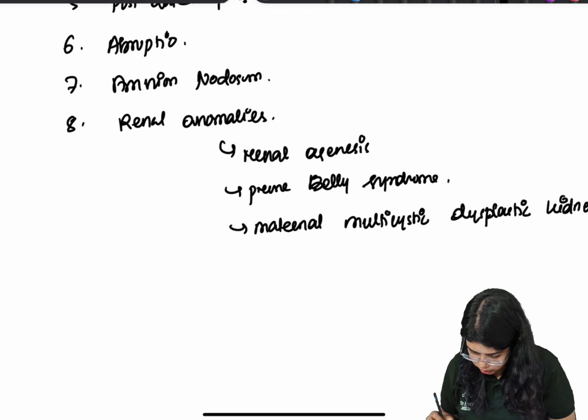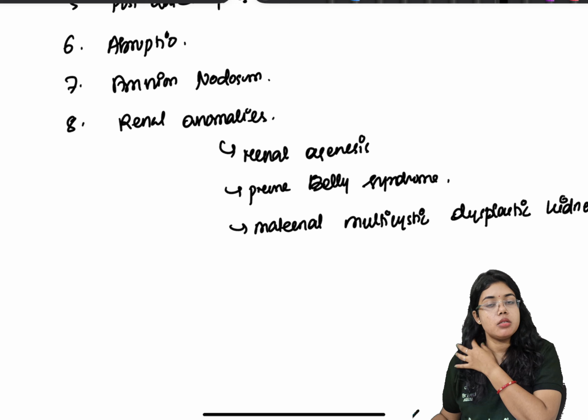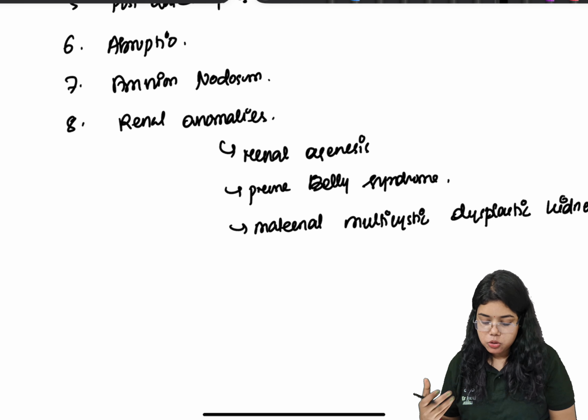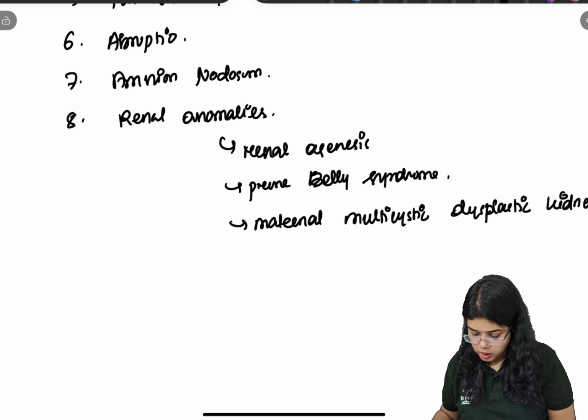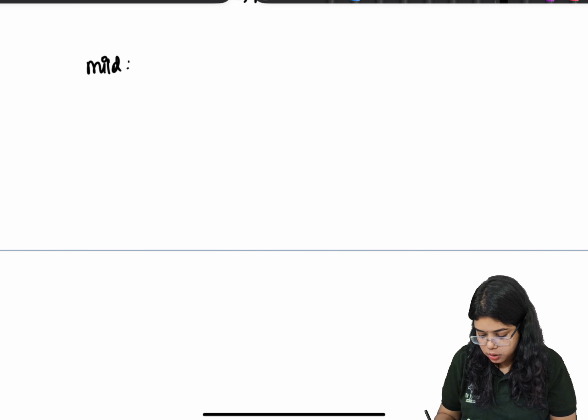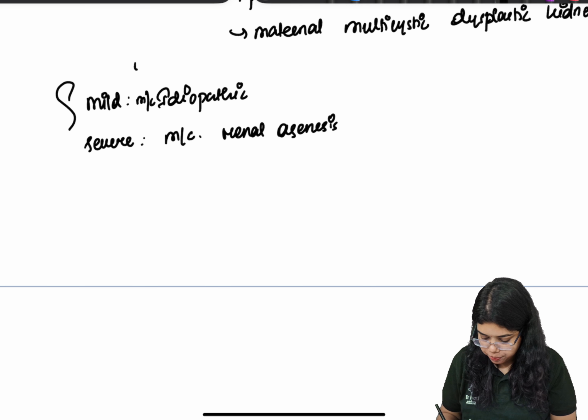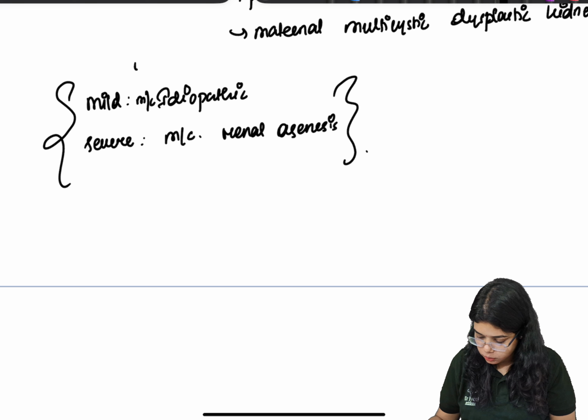okay. Then what is the most common cause of mild oligohydramnios? The most common cause of mild oligohydramnios is idiopathic, okay. And what is the most common cause of severe oligo? That is renal anomalies, okay. For mild, most common is idiopathic, and for severe, most common is renal agenesis, okay. These are also the questions that are asked in MCQ.